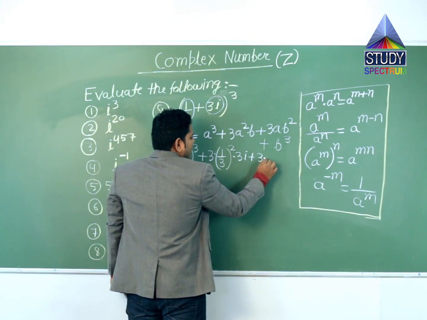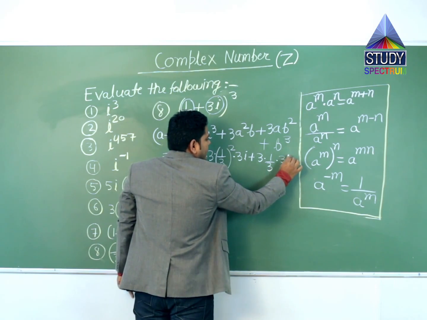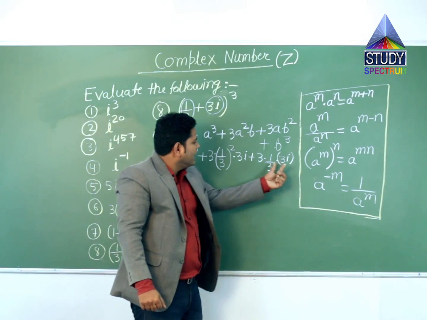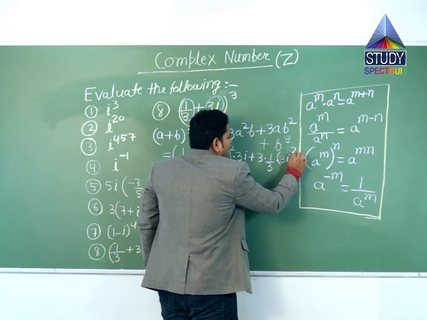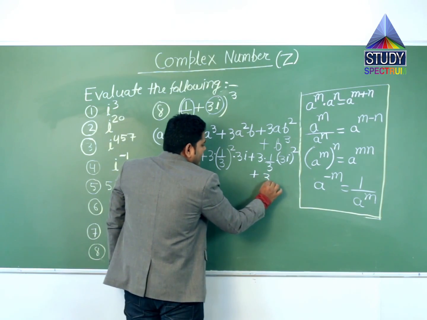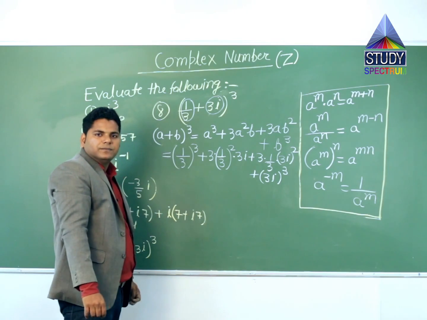plus 3 into 1/3 into (3i) whole square, because at the place of b we have 3i, okay, plus b cube, so (3i) the whole cube, okay.